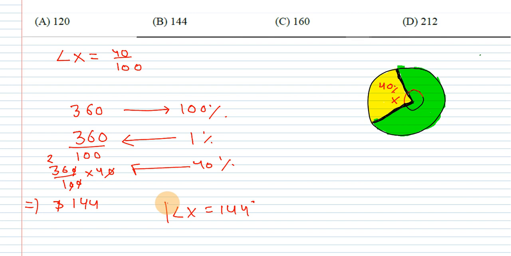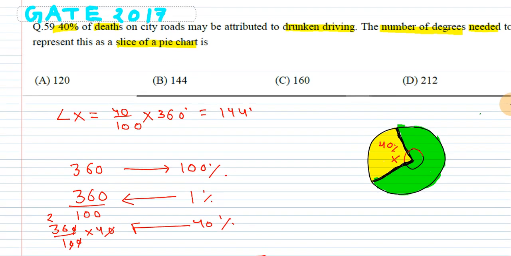This is done by the unitary method. Another method is to take 40% of 360 degrees, and it will also come to 144 degrees. So this question is very simple. If you know the basic concept, you can do it easily. According to this, the correct option will be option B.